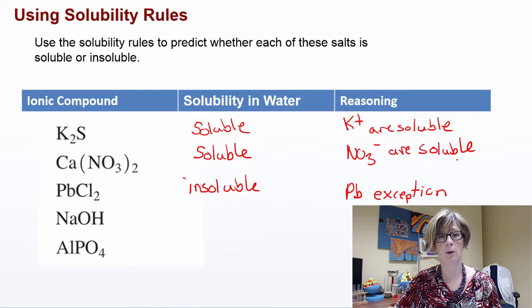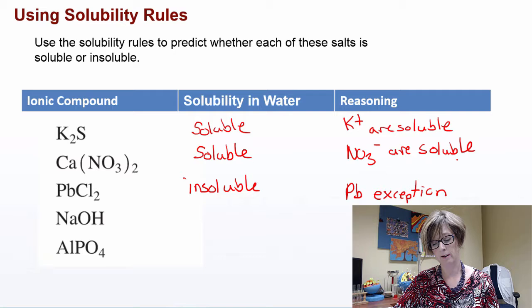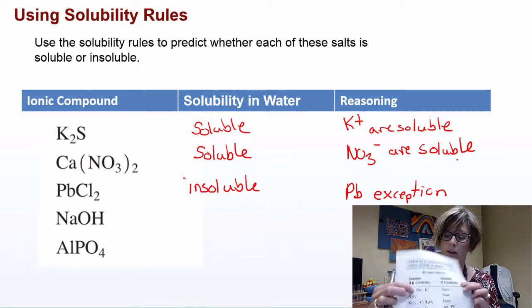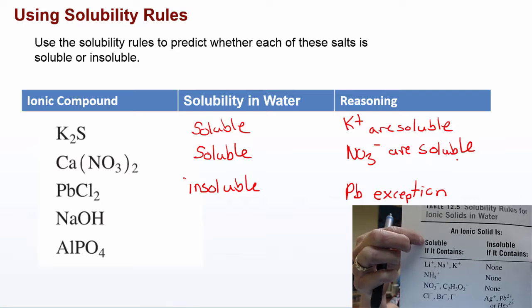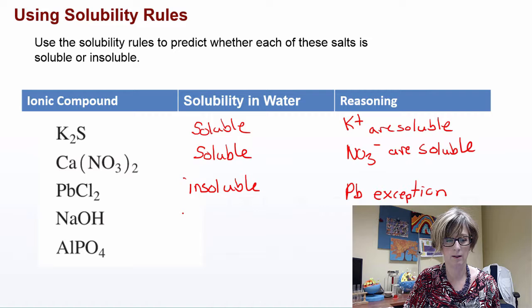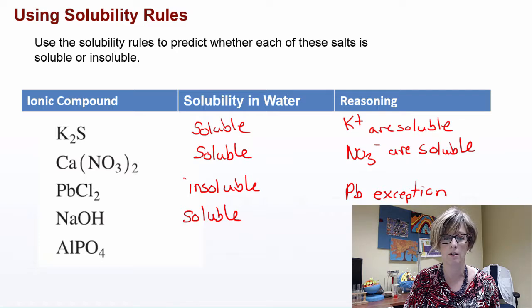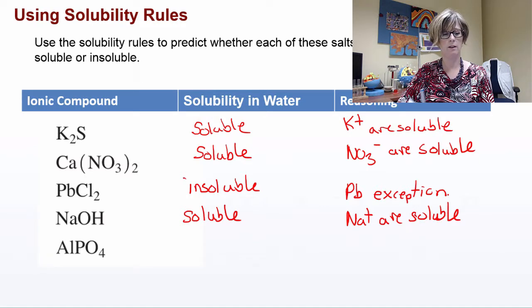All right, let's look at the next one. This one is sodium hydroxide. We'll look at our rules here. If I look at the very top again, sodium is soluble, and there's no exceptions. So that means that the sodium hydroxide will be a soluble salt. That means it's dissolved, it's not a solid. Okay? Na are soluble.